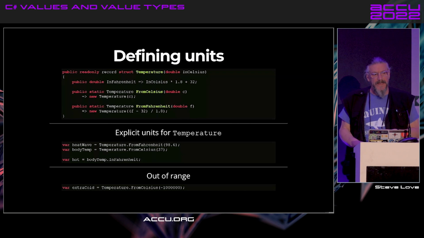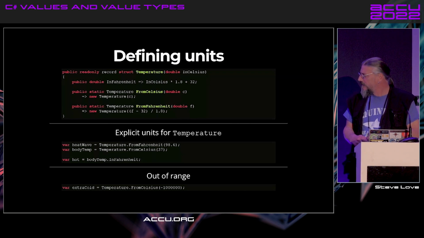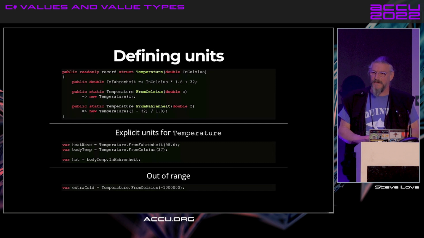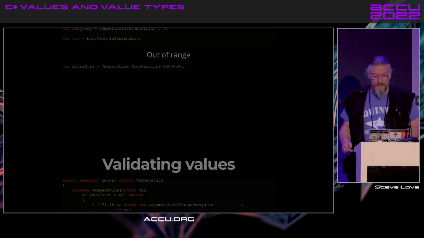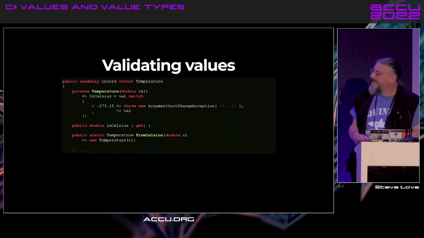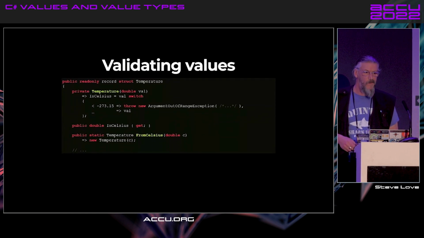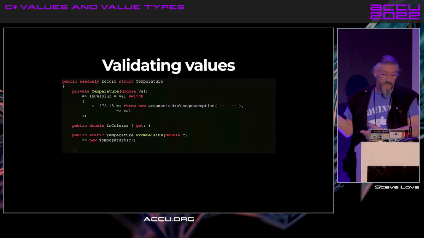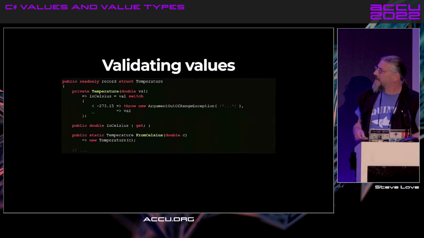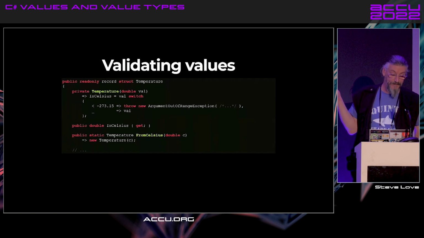What about data validation? How do we handle out-of-range values? So, minus 1,000,000 Celsius, I think that's definitely against the laws of physics, as I understand it. So, okay, we need to write a constructor to handle that. And here, again, using expression-bodied syntax and a switch pattern to handle the validation.